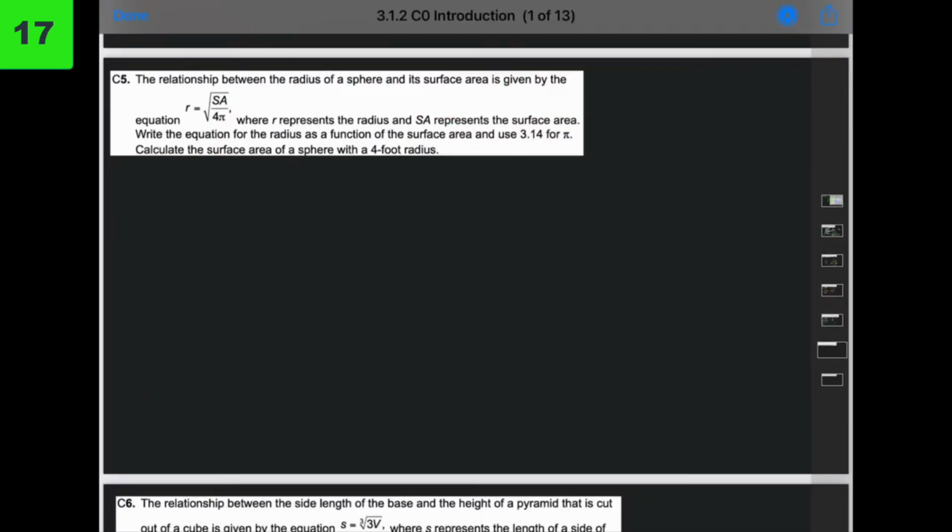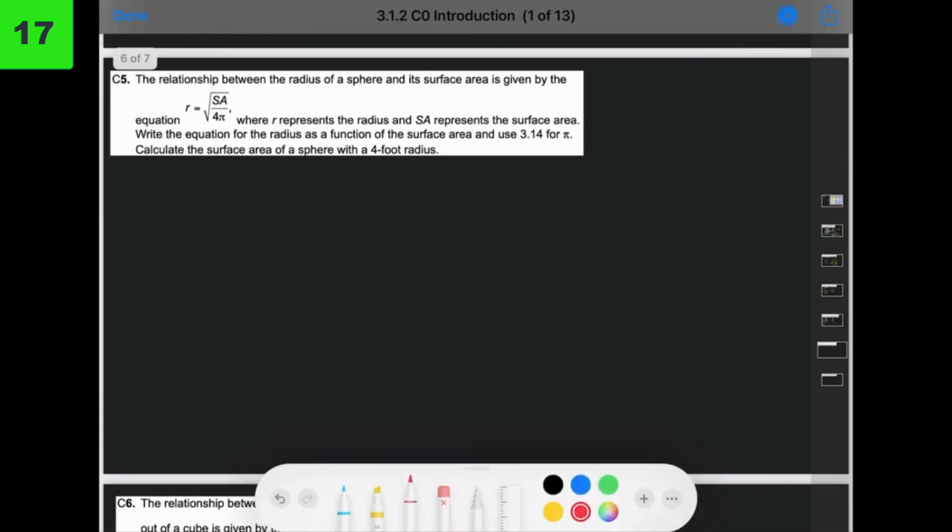Alright, C5 guys. The relationship between the radius of a sphere. Let's draw a sphere. I like drawing. Do you guys like drawing? Okay, radius of a sphere. So a sphere, you kind of draw a solid circle, and then another circle going around. That's more solid. And then the radius, let's just draw, goes from here to here. I guess you can also, I don't know if it works.